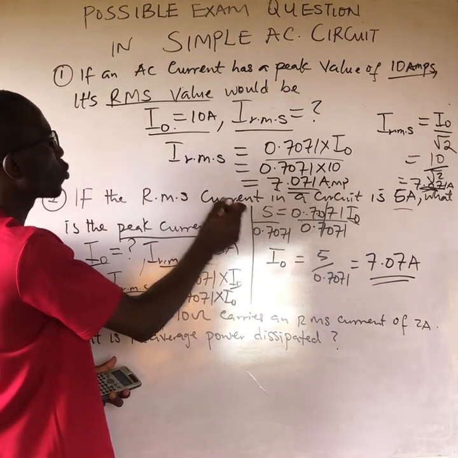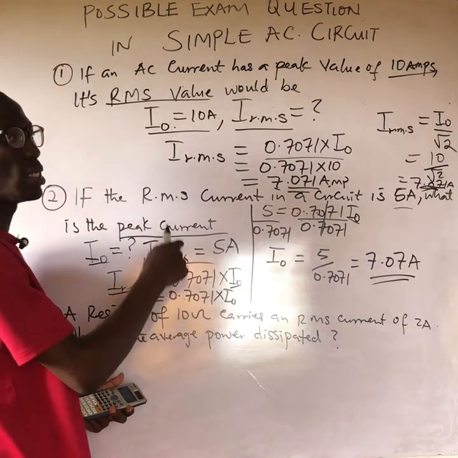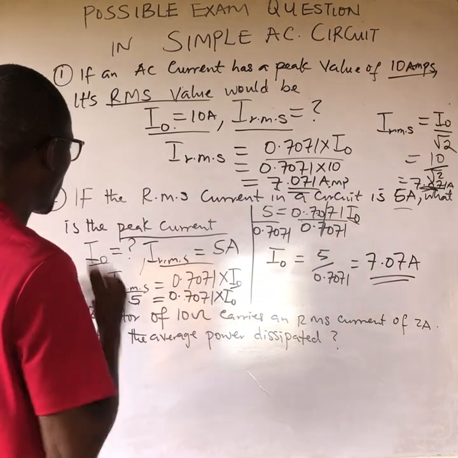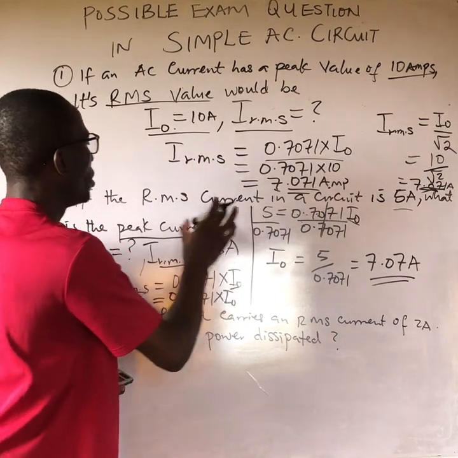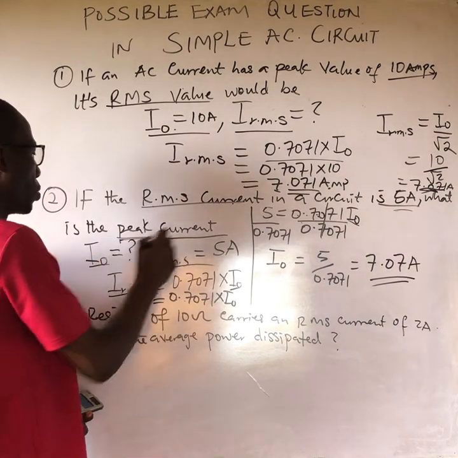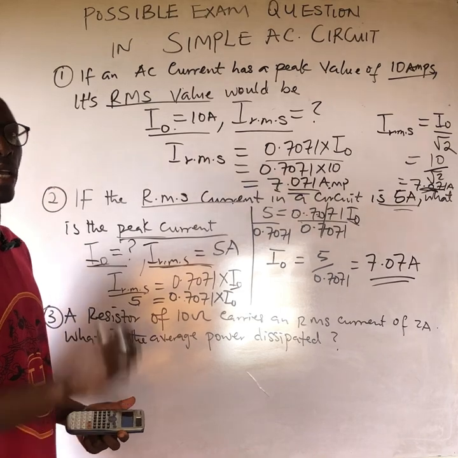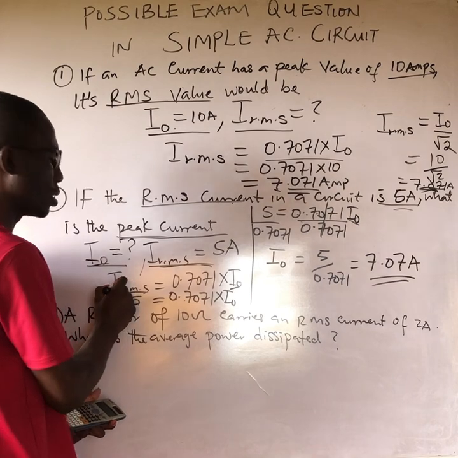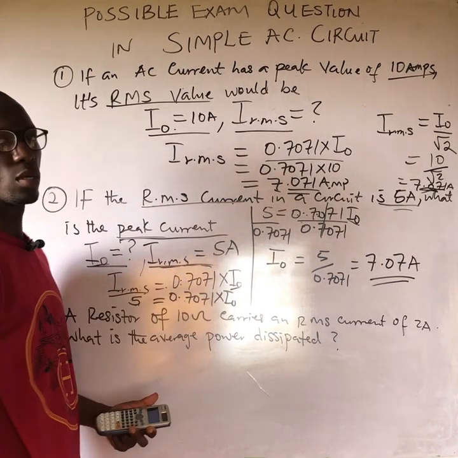Now, if the root mean square current in a circuit is 5 amp, what is the peak current? That's what the question said. So looking at this now, what I have to do is to first of all write down the given parameters. I was informed in this question that the root mean square current is 5 amp, and then what is the peak current? Then what formula connects these two? The formula that connects these two is the root mean square current is equal to 0.7071 times the peak current.